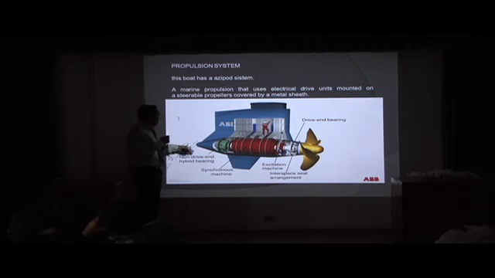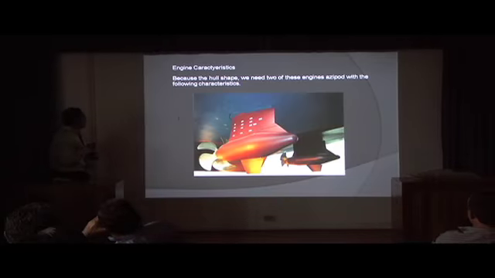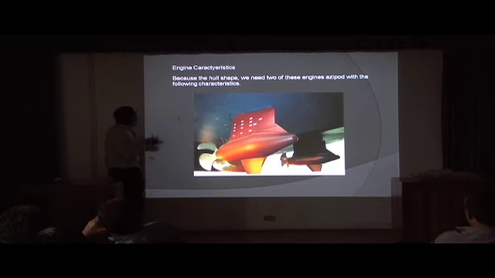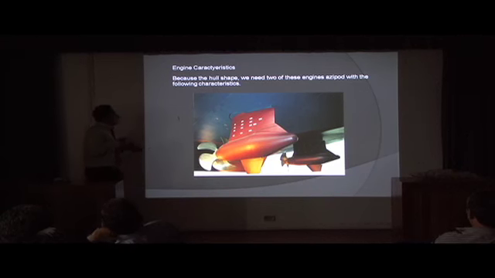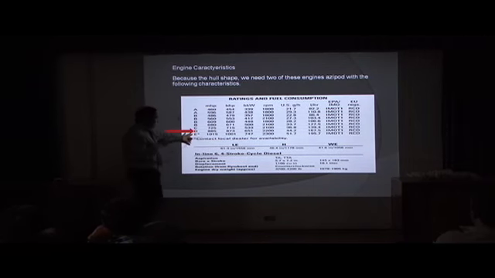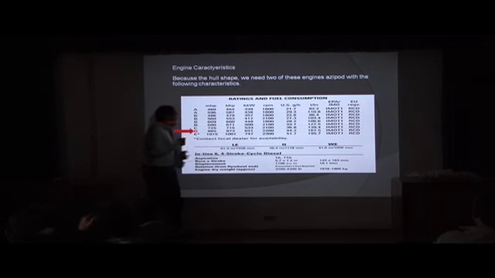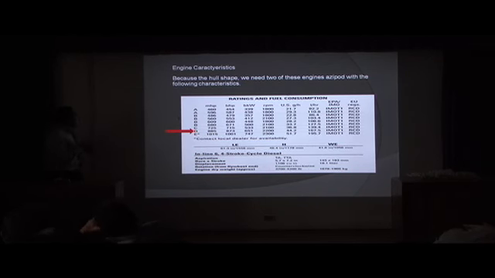This is the scheme of this system. Engine characteristics. Because of the hull shape, we need this engine as azimuth with the following characteristics. We have two engines with 651 kW.